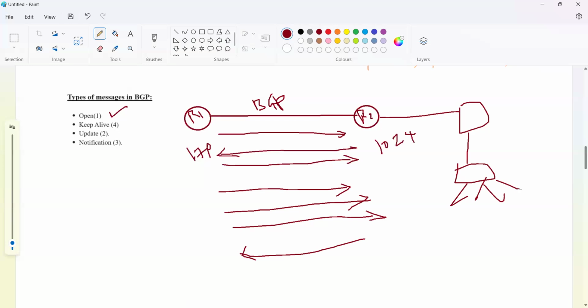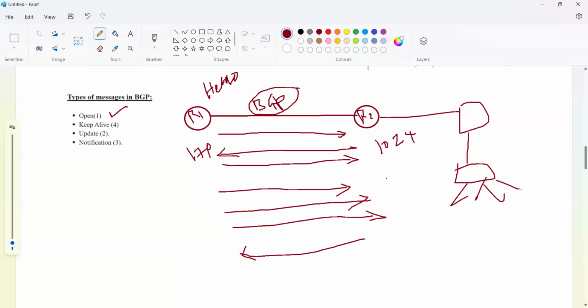Once you enable both, the open message is kind of a hello message, like in EIGRP and OSPF, hello message, right? Same hello message. Likewise, here we have the open message. In this open message, they both send and receive the neighborship parameters, whichever version, router ID, the entire thing is sent and received.